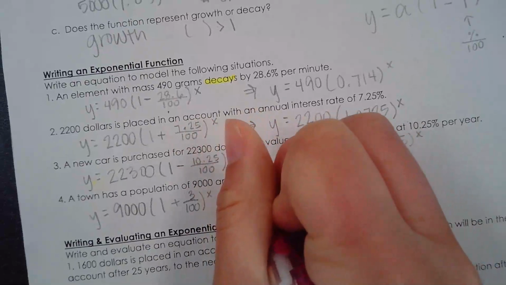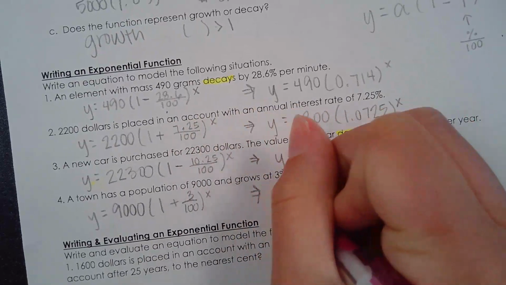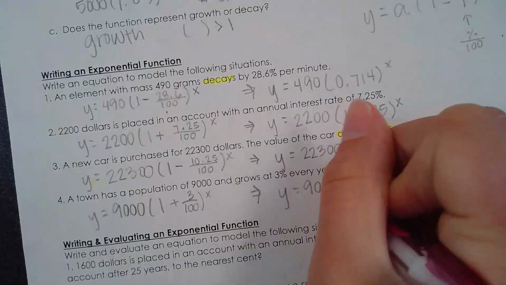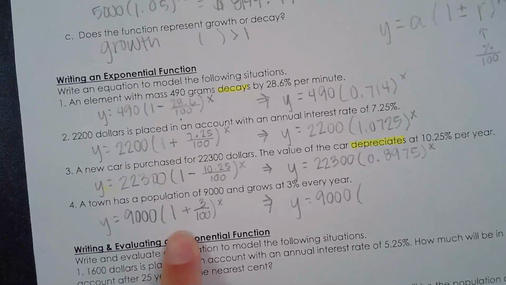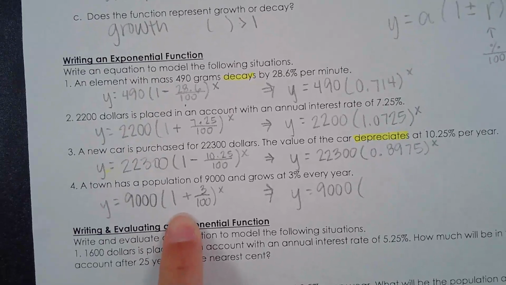We want to clean that up just like we have been. So we'll still have the y equals and then the 9,000 out front. But when we clean this up, we do 1 plus 3 over 100. What do we get?